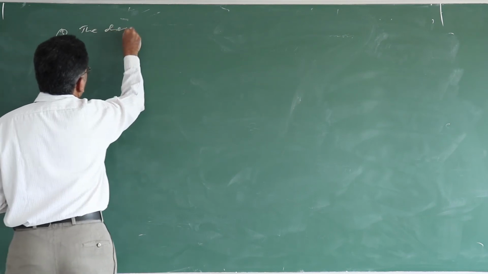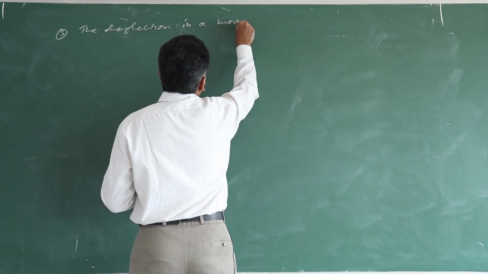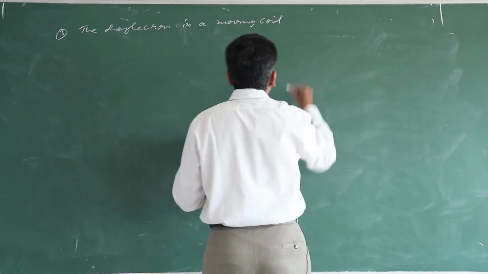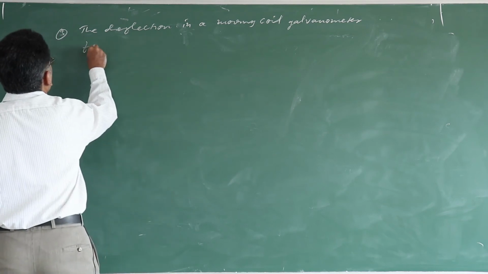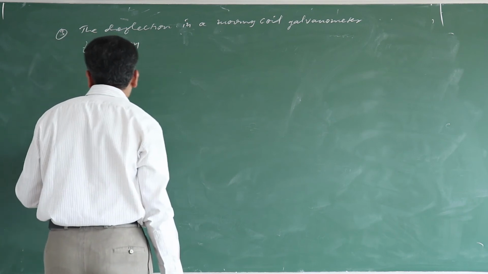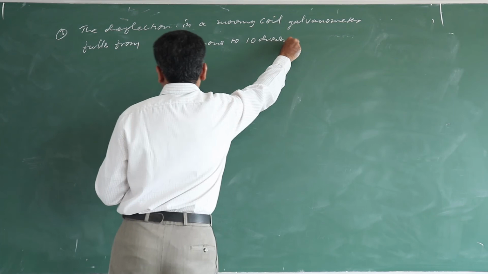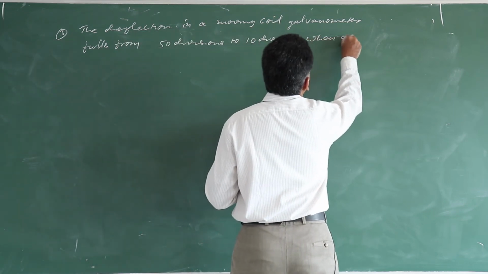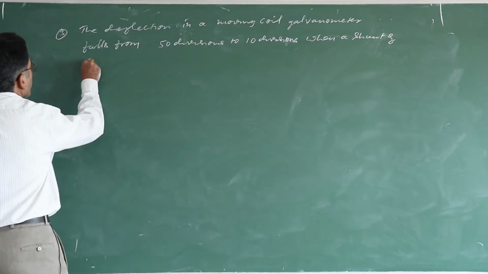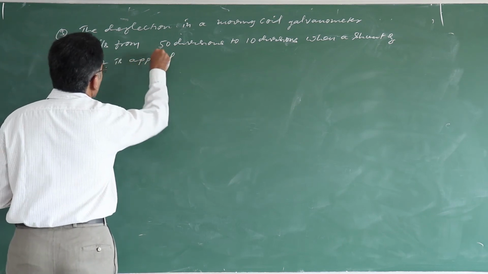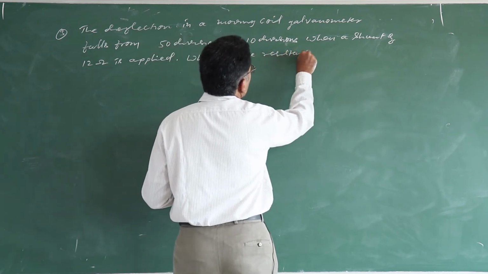The deflection in a moving coil galvanometer falls from 50 divisions to 10 divisions when a shunt of 12 ohm is applied. What is the resistance of galvanometer?